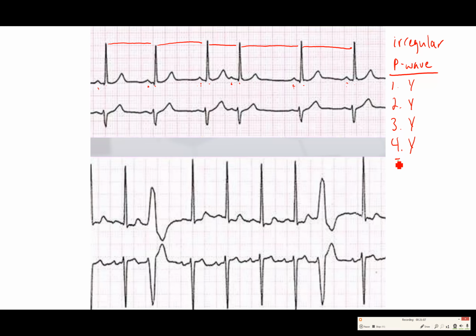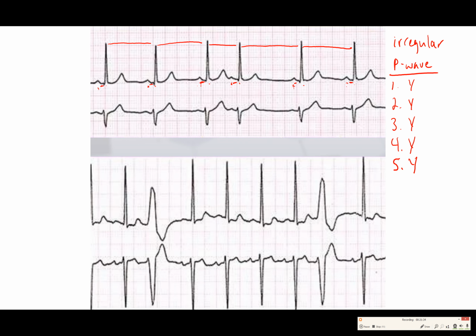And the last question, is the PR interval changing? So there's the PR. They're all pretty short. That one's maybe a little longer. But in general, you would say the PR intervals look pretty much the same. So we would say yes. Okay, so remember, if you've got all yeses, you're going to say this is sinus rhythm.